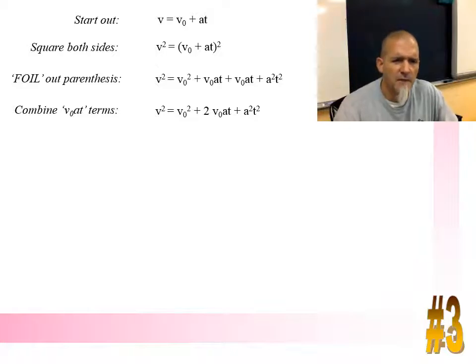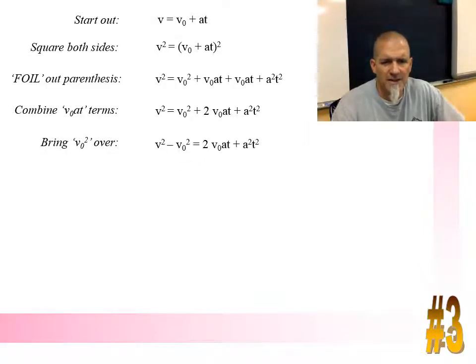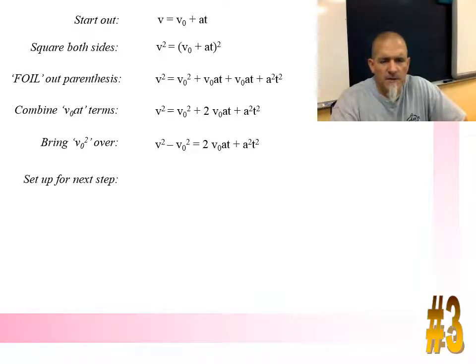Then the next step, let's move this V0 squared to the other side. So let's subtract this from both sides. In other words, move it to the left side. It's going to look like this. Careful, it's got to be negative because we're subtracting it from both sides. And then this next step, let's do something here that's a little bit strange. Let me go ahead and put it up here on the slide.